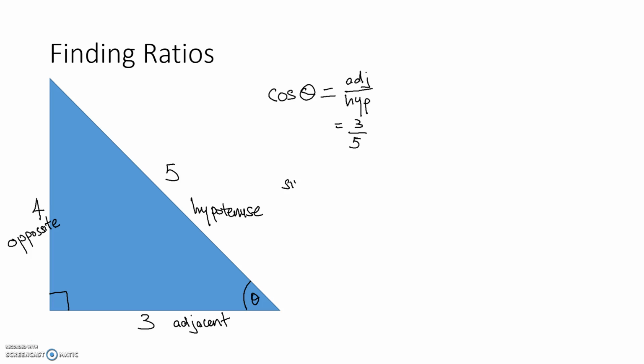Carrying on, if you are asked to find sine theta, the sine ratio is opposite over hypotenuse. In this case, the opposite of angle theta is 4, the hypotenuse is 5, and you are done. Lastly, tangent theta. Tangent theta is the ratio opposite over adjacent. The opposite is 4, the adjacent is 3, and here you go. So if you're asked to look for cosine theta, sine theta, or tangent theta, you're basically asked to look for the specific trigo ratio that's associated with the reference angle theta.